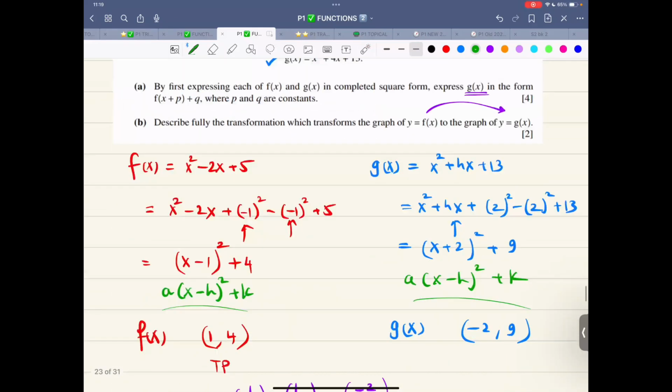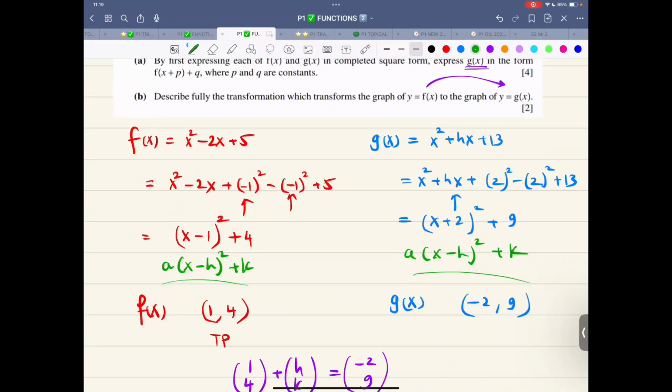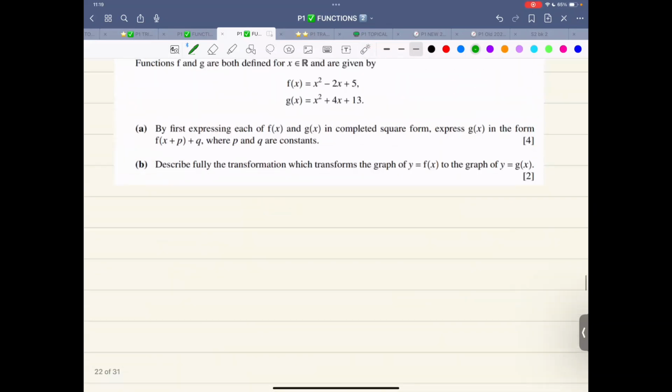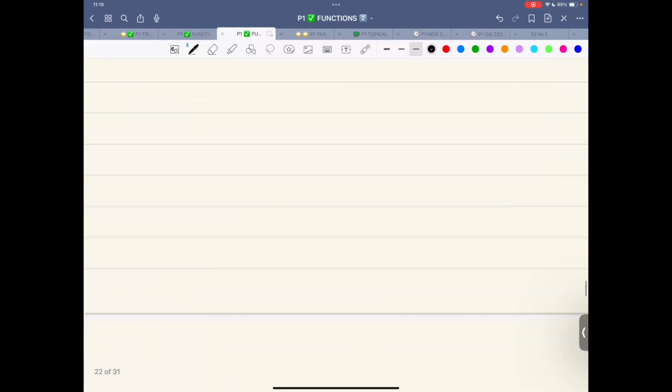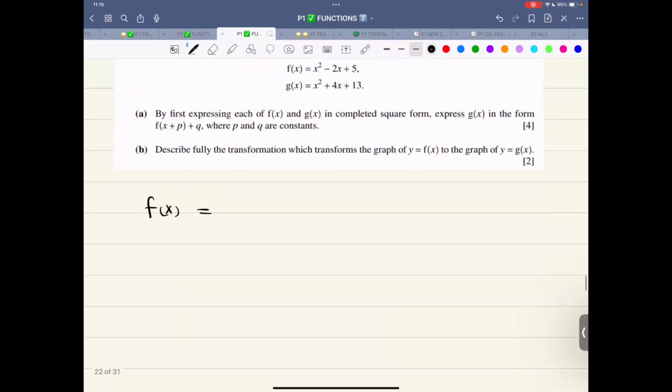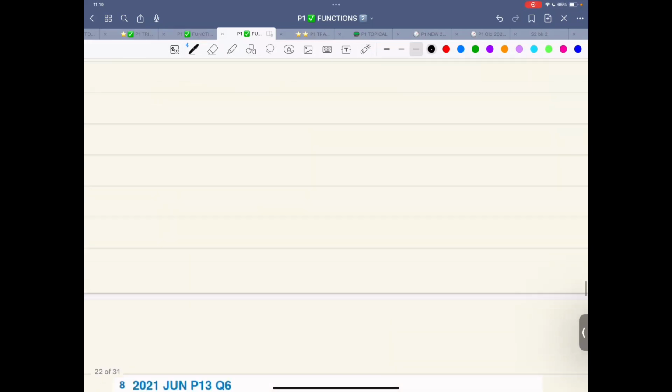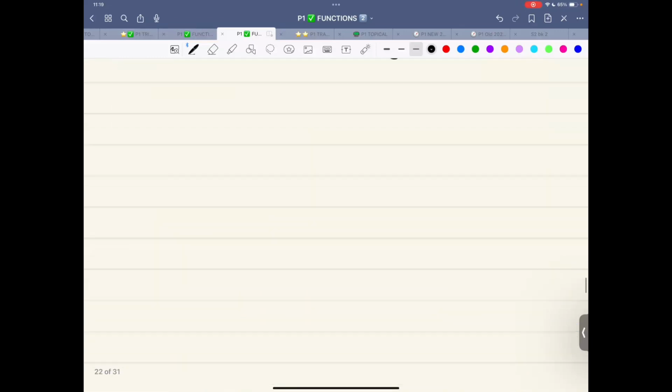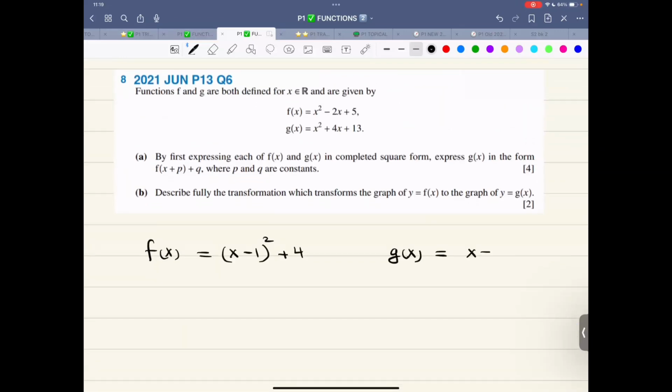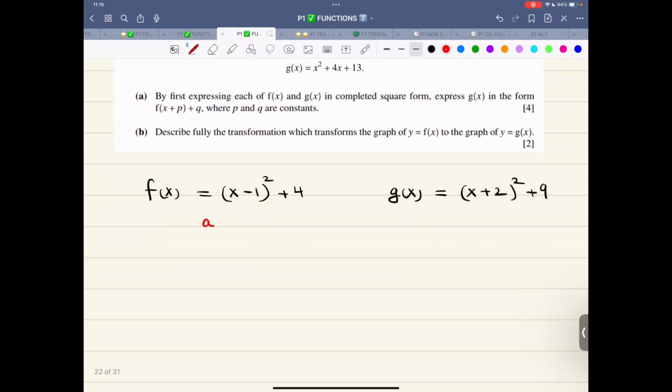So now I think I have the solution. f(x) is (x - 1)² + 4 and g(x) is (x + 2)² + 9. So let me write over here. f(x) is (x - 1)² + 4. And g(x) is (x + 2)² + 9. Now let me write underneath it a(x - h)² + k.